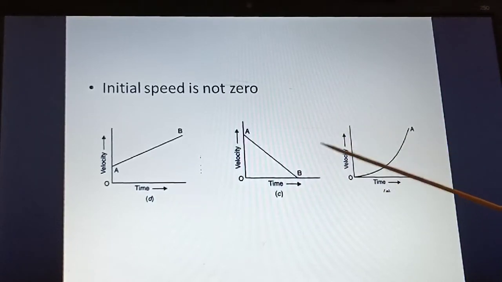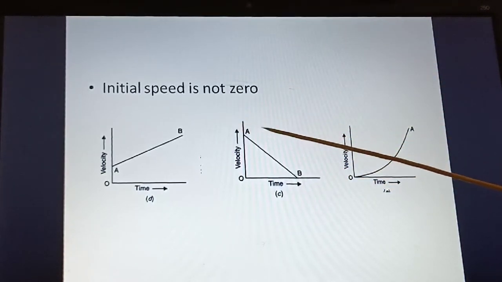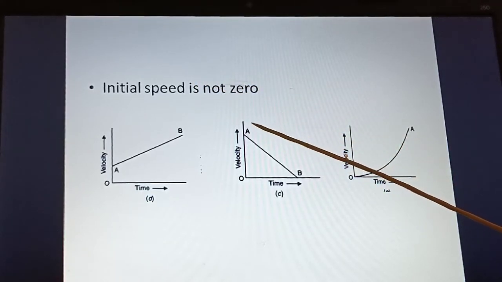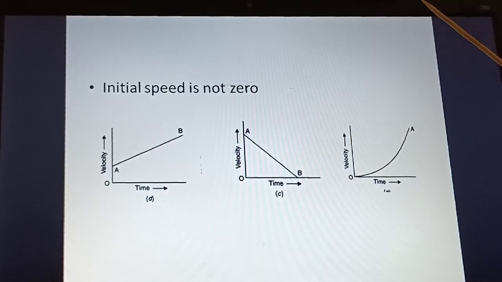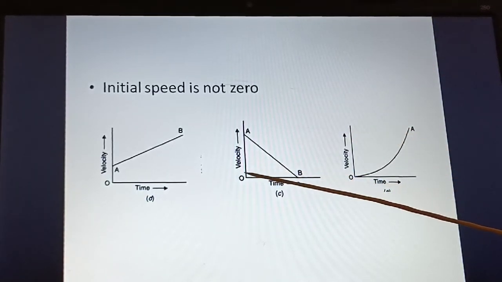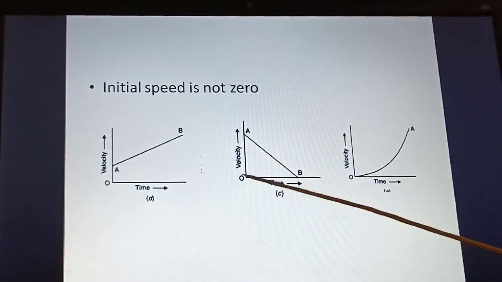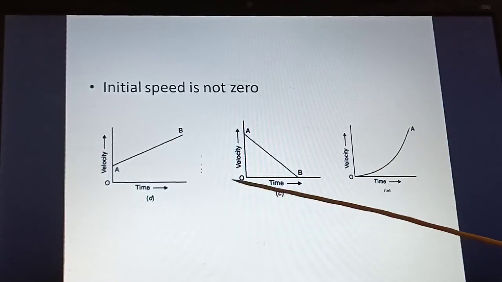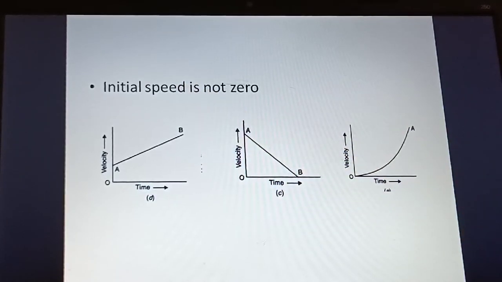So there are different graphs. If I give such graphs, you are able to say that the initial speed is not zero. Whereas the distance time graph and the velocity time graph which we learned begin from zero. The initial point is zero, the initial speed will be beginning from zero. Whereas in this graph, the initial speed is not zero.